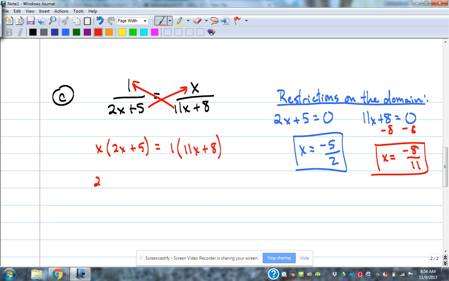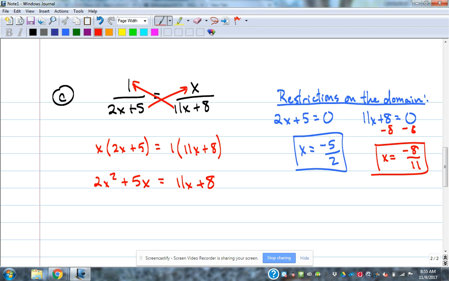On this side, we get 2x squared plus 5x. And the other side is just 11x plus 8 because it's times 1. That's got an x squared in it. We've solved quadratics before. That's what x squared is. It's quadratic. What's it got to be equal to to solve it? 0. So anytime you see an exponent higher, like a squared, a cubed, a fourth power, you got to get it equal to 0 to solve it.